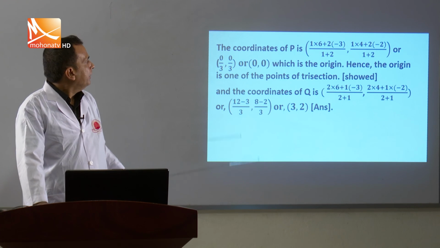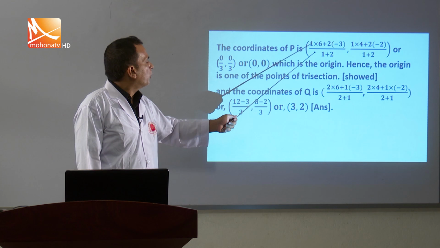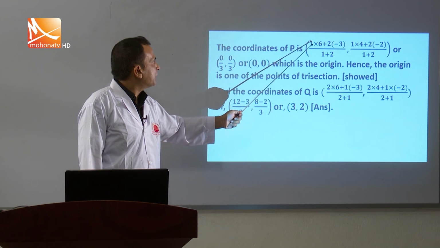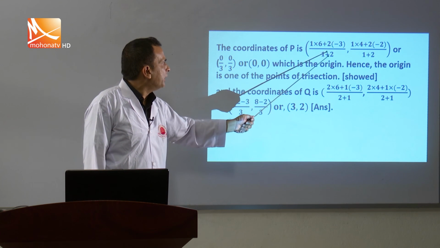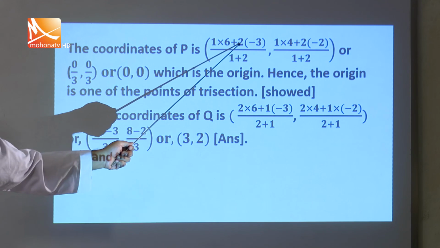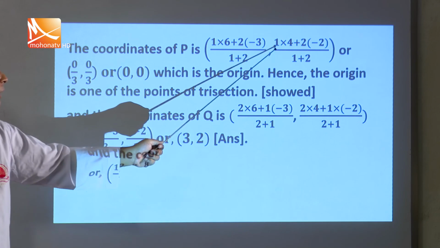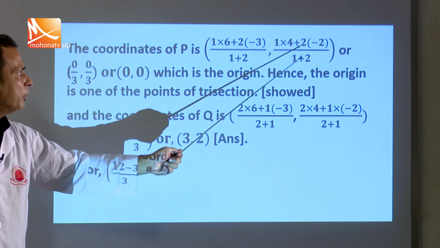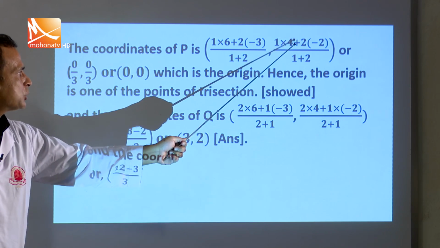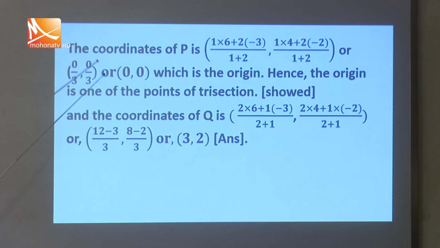Okay, so the coordinates of P will be, with the internal section formula, (m1 x2 plus m2 x1) by (m1 plus m2). So that's why it will be (1 into 6 plus 2 into minus 3) by (1 plus 2), and then (m1 y2 plus m2 y1) by (m1 plus m2), that is (1 into 4 plus 2 into minus 2) by (1 plus 2). If we make the calculation, it will be (0, 0).